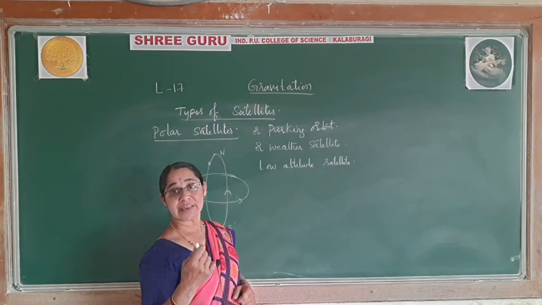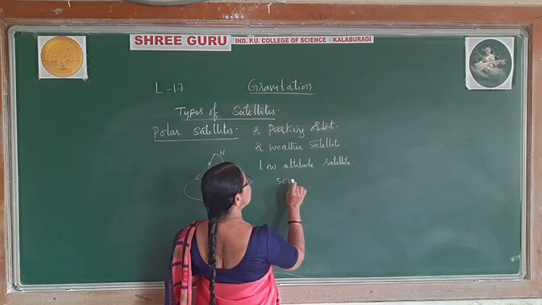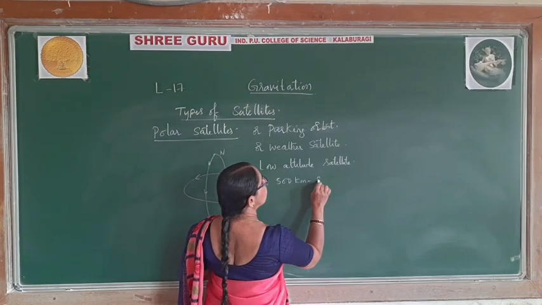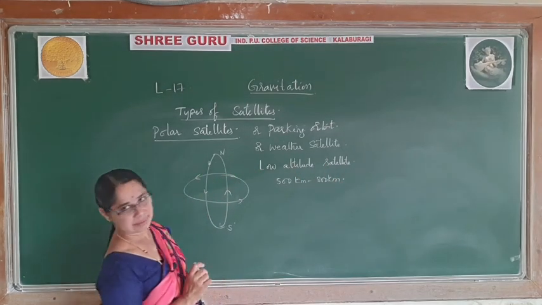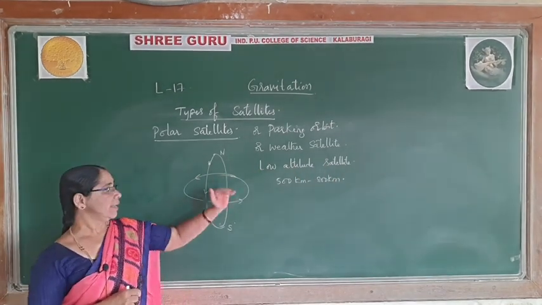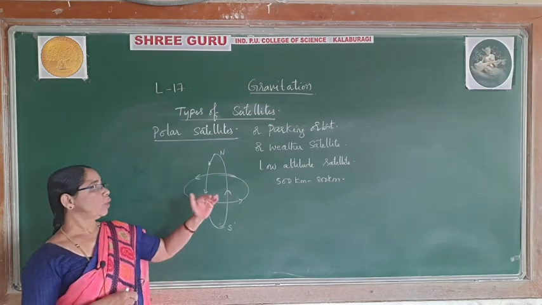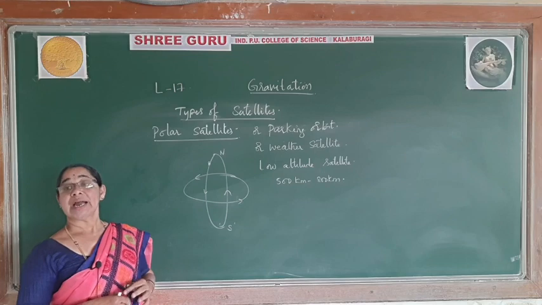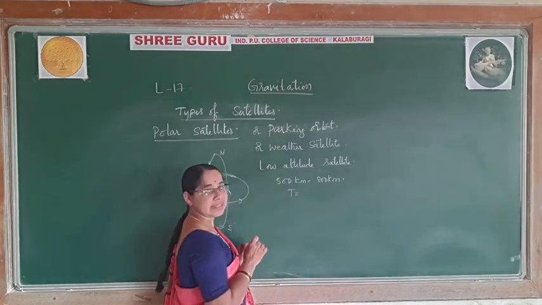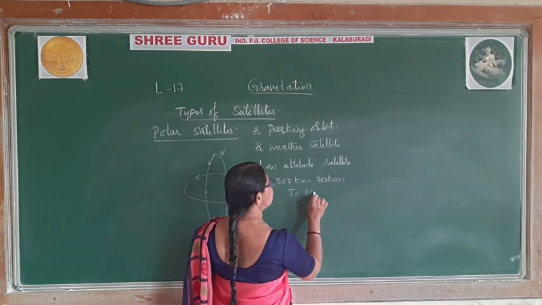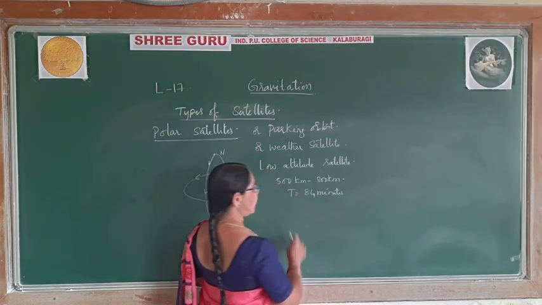What is the reason for low altitude? The height will be nearly 500 kilometer to 800 kilometer above the surface of the earth. So, it is very near to the surface of the earth, hence we call it a low altitude satellite. And what is the time period for this? The time period for this is 84 minutes. The time period is very less.